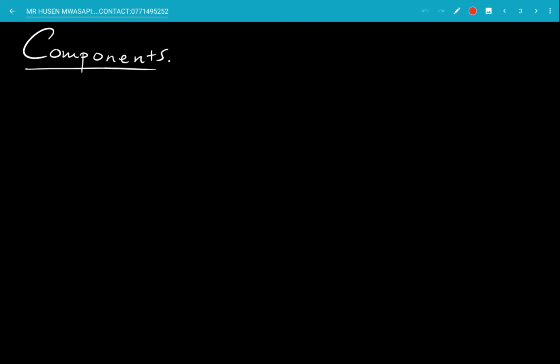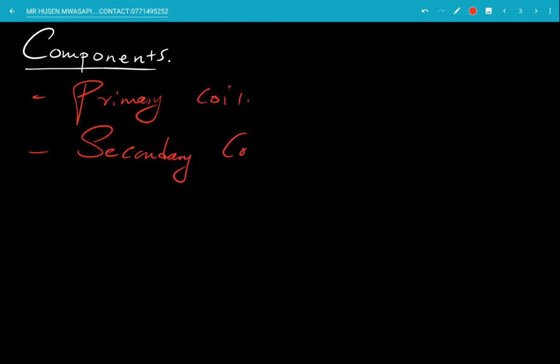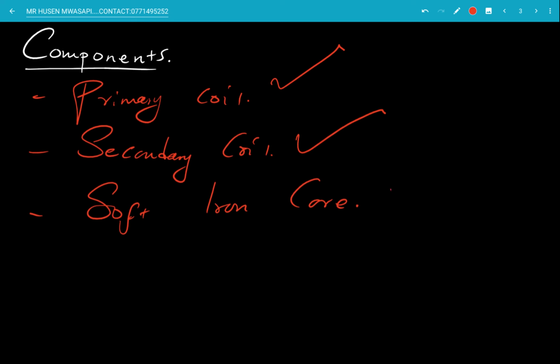Now with this in mind, you can quickly look at the components that are present on a transformer. The first component we can talk about is the primary coil. Other than the primary coil, we also have what is known as the secondary coil. And lastly, what we have is called a soft iron core. These are the three main components of a transformer: the primary coil, the secondary coil, and finally the soft iron core.